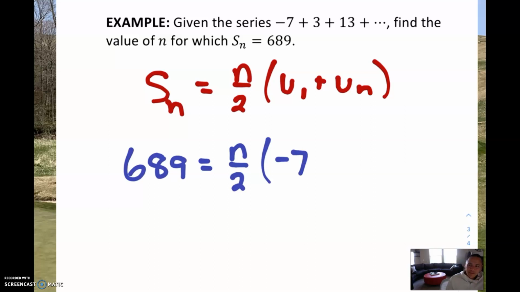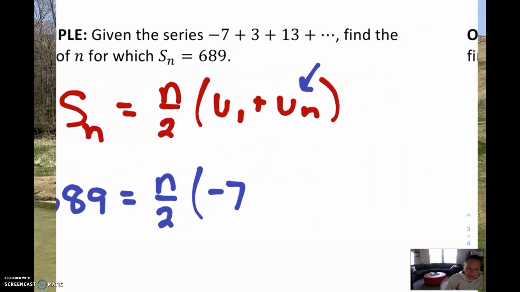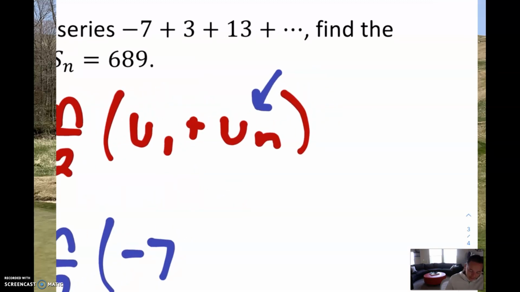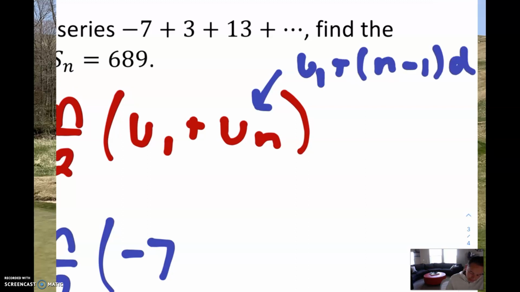And then we get u sub n. I don't know what the last term is. So this last term, u sub n, we had another formula that we can replace u sub n with. If you remember from the last arithmetic sequences video, u sub n is just equal to u sub 1 plus n minus 1 times your common difference d. So I'm going to replace u sub n because I don't know the last term in this series. I'm going to replace u sub n with this formula.